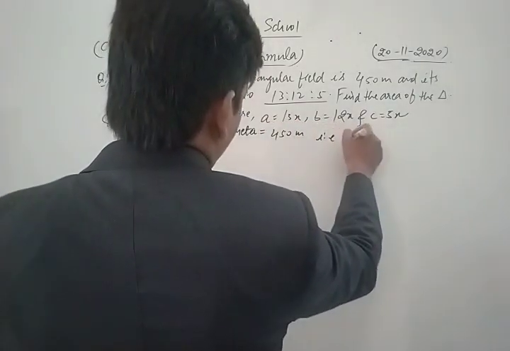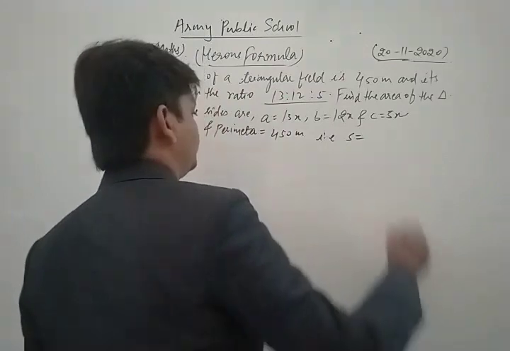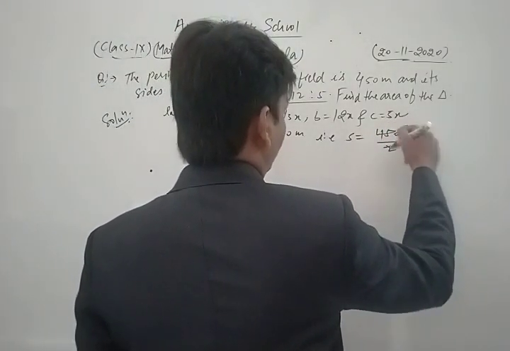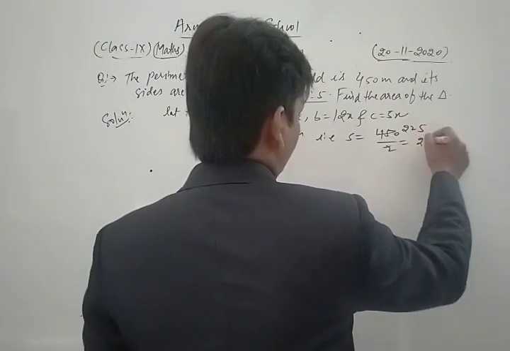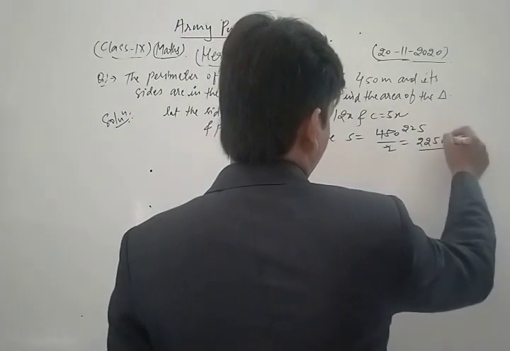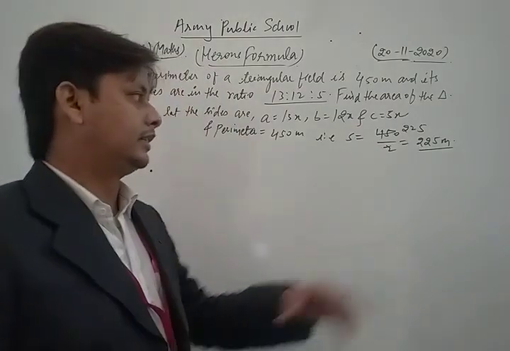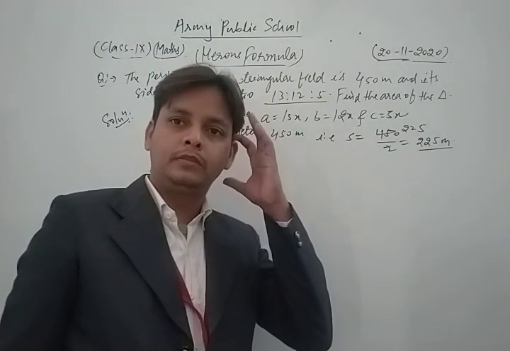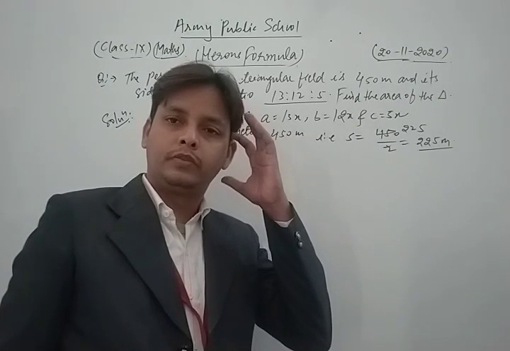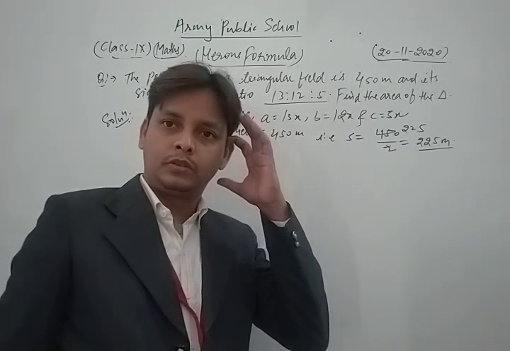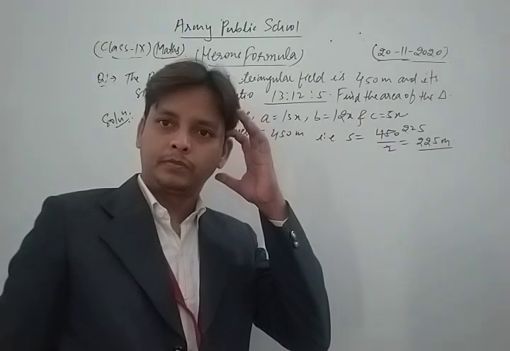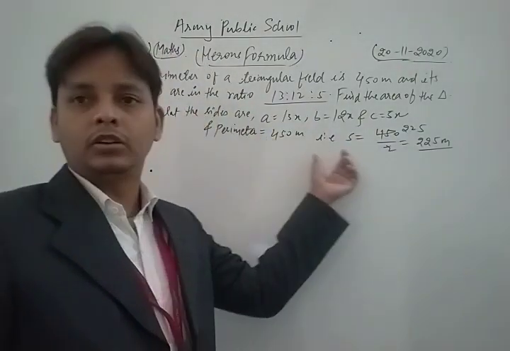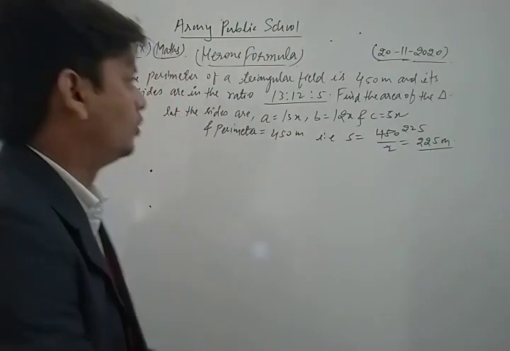That is, its semi perimeter will be 450 upon 2, which is 225. So 225 meters is the semi perimeter of the triangular field. Okay, now we have found the semi perimeter.